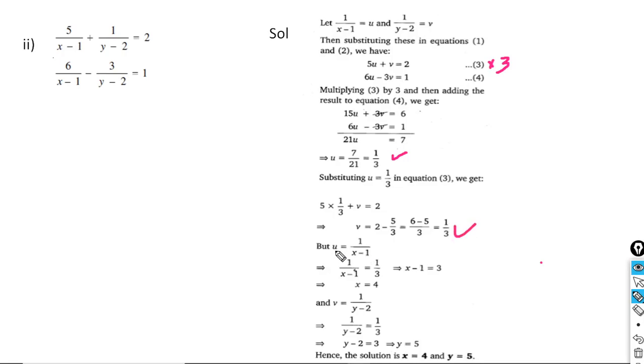And then u is considered as 1 upon x minus 1. So you substitute 1 upon x minus 1 as 1 by 3, and the value of x will be 4. Similarly, when you substitute the value of v, 1 upon y minus 2, the value of y comes to be 5.